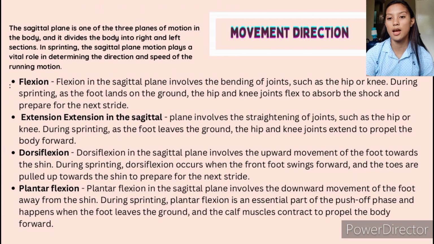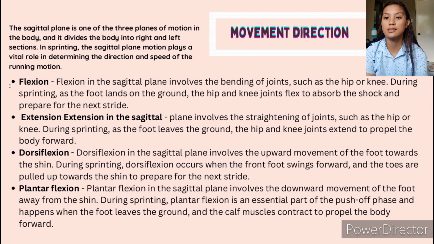In this last slide, I also chose the sagittal plane in this movement because in sprinting, the sagittal plane, one of the three planes of motion in our body, divides the body into right and left sections. In sprinting, the sagittal plane motion plays a vital role in determining the direction and speed of running motion. Here is a breakdown of the role of sagittal plane motion in the various movements during sprinting.